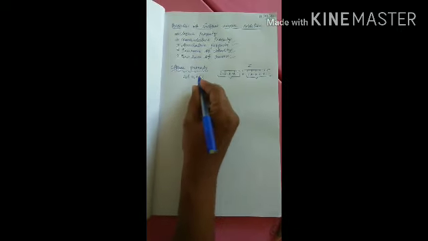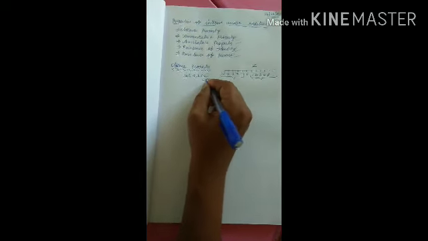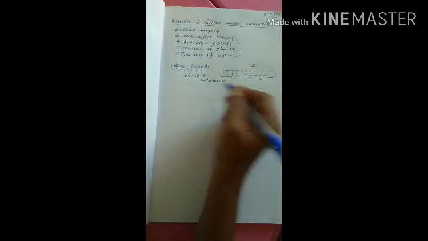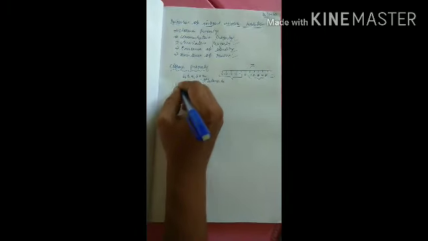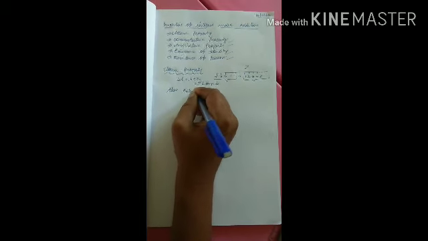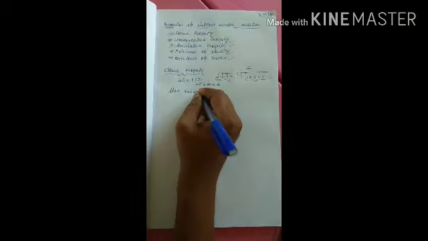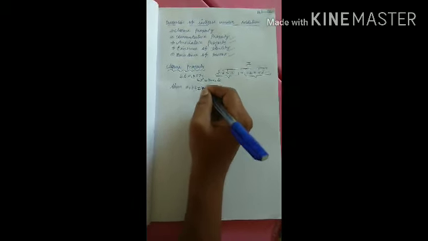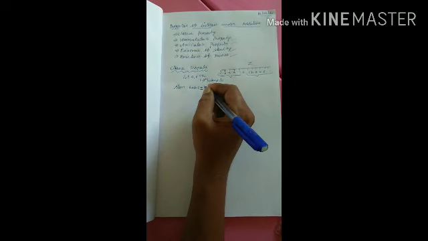Now we are taking any 2 integers a, b belongs to Z. Then what's the condition? The sum a plus b belongs to Z. The sum of these 2 integers is also an integer. We can say that closure property is satisfied.